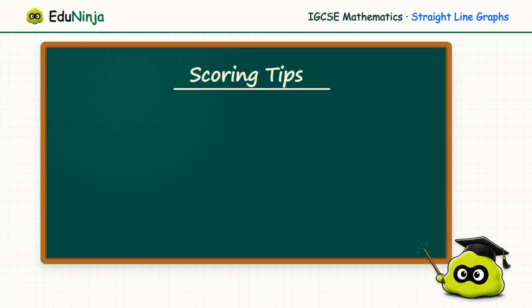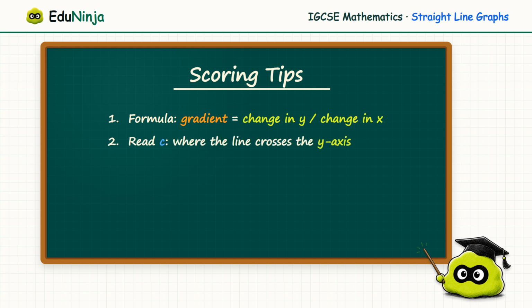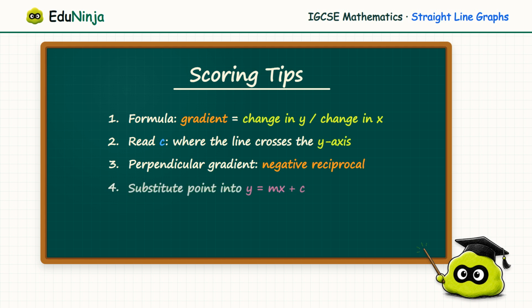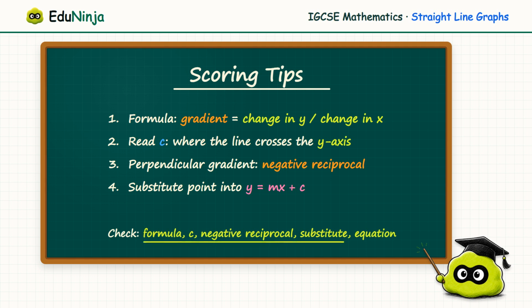Before the final check, use these scoring tips for straight line graphs. 1. Write the gradient formula, change in y over change in x. 2. Read c, where the line crosses the y-axis. 3. For a perpendicular line, use the negative reciprocal gradient. 4. Substitute the point into y equals mx plus c. Final check: formula, c, negative reciprocal, substitute, and the final equation.